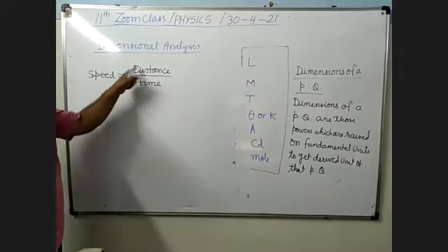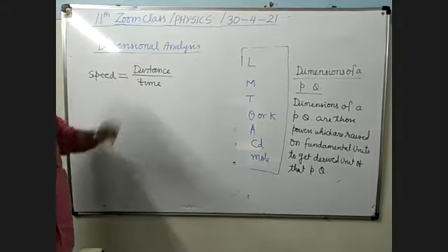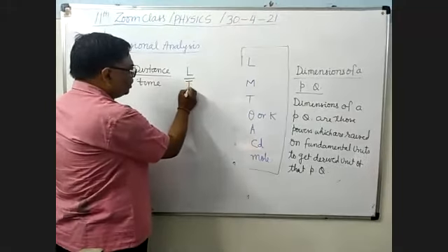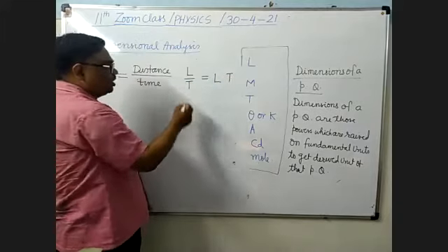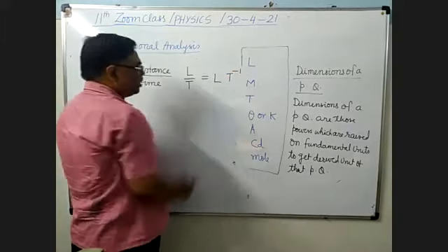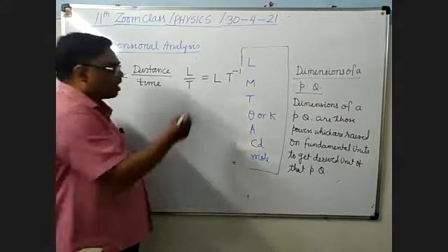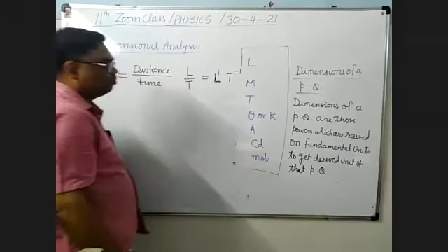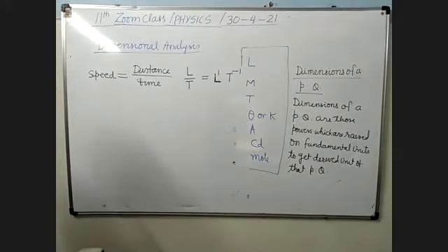Its unit is represented by which symbol? Distance, the symbol is L. Time, the symbol is T. So L upon T, but we will write it in this way: when you take T in the numerator, it inverts, so it will be LT^-1. What is the power on L? There is no power written, which means plus 1, one power.